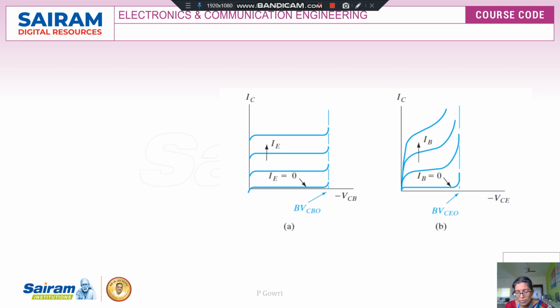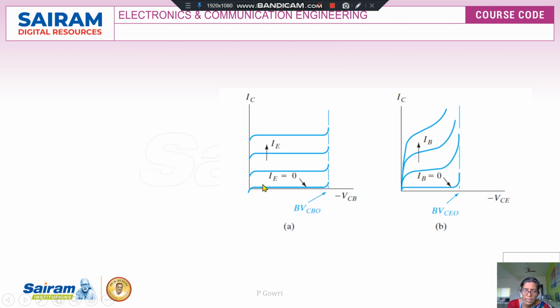In a transistor, normally avalanche breakdown will happen before the punch through process. Here we can see the graph of the output characteristics of the transistor in common base mode as well as in common emitter mode. Initially, when the transistor is acting as an amplifier, the output current is IC, and the output voltage is VCB.